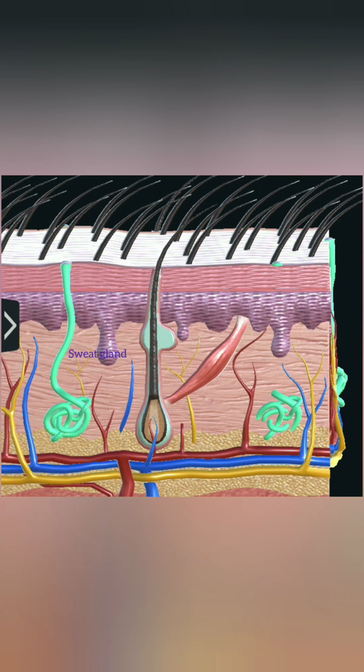Sweat glands, also known as sudoriferous or sudoriparous glands, from Latin sudor, meaning sweat, are small tubular structures of the skin that produce sweat.